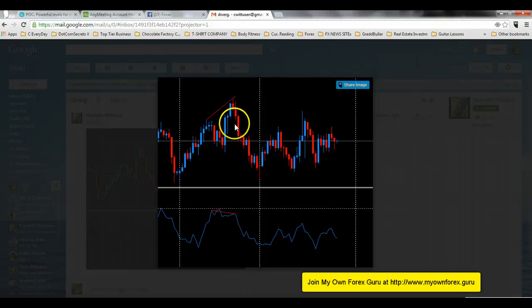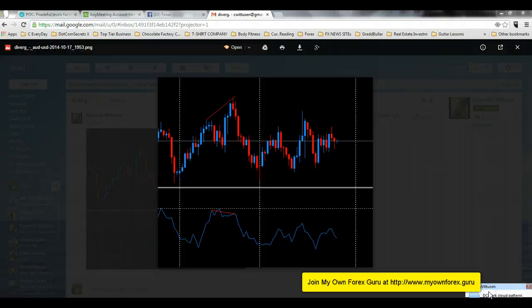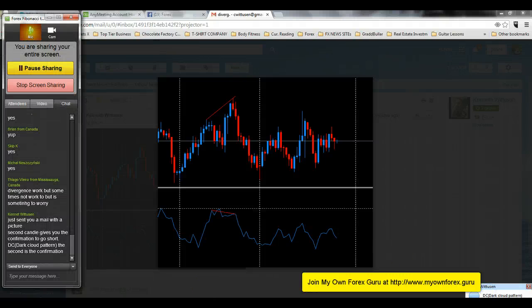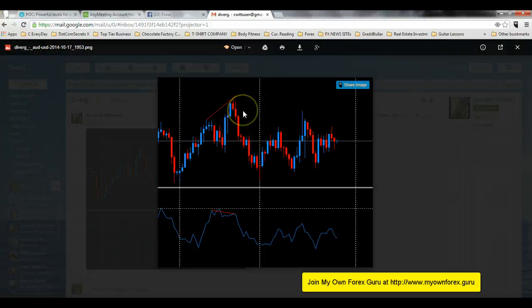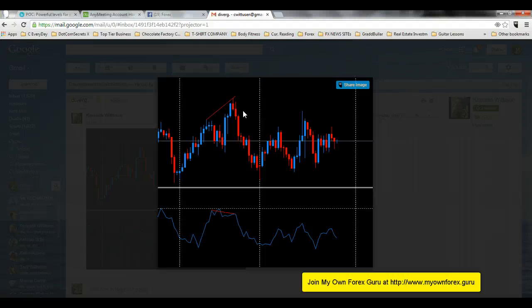And the second candle gives you the confirmation. This is the second red candle, and it shows you that things have turned. Again, these are things that you can use. Second candle gives me go short. Dark cloud pattern, the second is the confirmation. Yeah, dark cloud pattern. Hopefully my brother will throw up a live event and show dark cloud pattern.